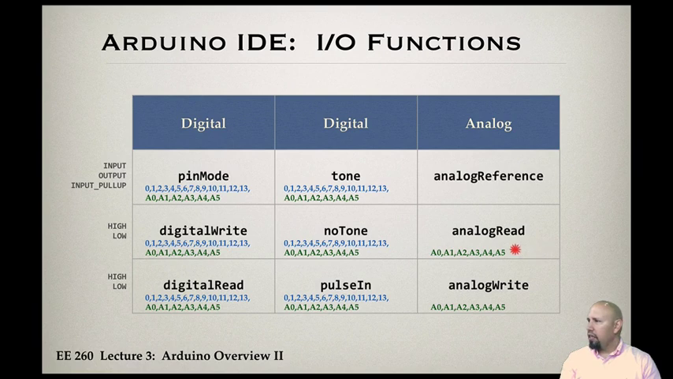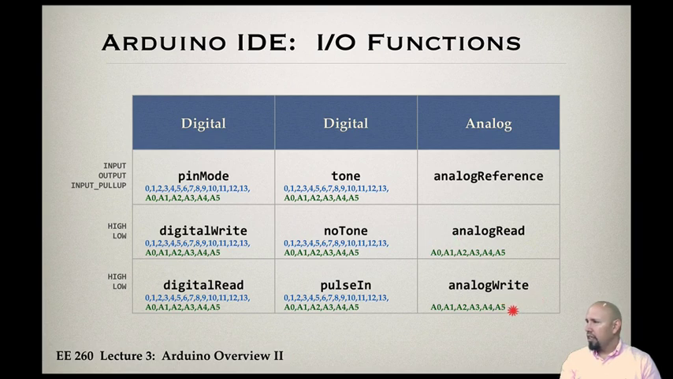So analog read works for analog channels 0 to 5. Analog write works for analog channels 0 to 5. Analog read will read in a voltage from 0 to 5 volts and return a basically 10-bit value from 0 to 1023. And so it'll return a value like that. Okay, so that's what the analog read does.